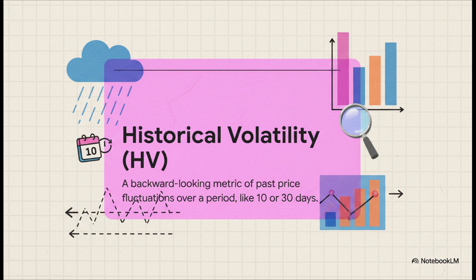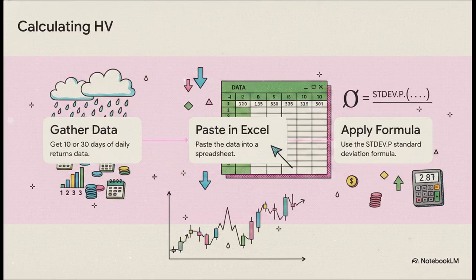We take a specific look-back period, gather the hard data, and measure just how much the price jumped around during that window. And actually, the process to figure this out is incredibly straightforward. You could literally do this yourself. You just gather your 10 or 30 days of daily returns data, paste it right into an Excel spreadsheet, and apply a super simple standard deviation formula. Specifically, it's the stdev.p function.